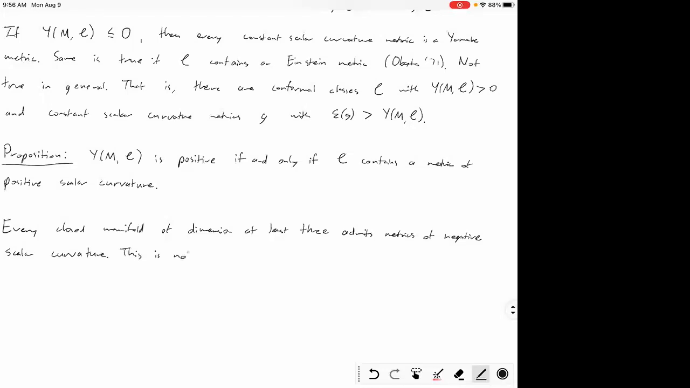This is not the case for positive scalar curvature. Okay, so for positive scalar curvature, there are huge restrictions about which manifolds can and cannot admit metrics of positive scalar curvature. And it's still kind of an open question to understand precisely which manifolds do and which manifolds do not admit positive scalar curvature metrics. Okay, so this is a topic of ongoing research.